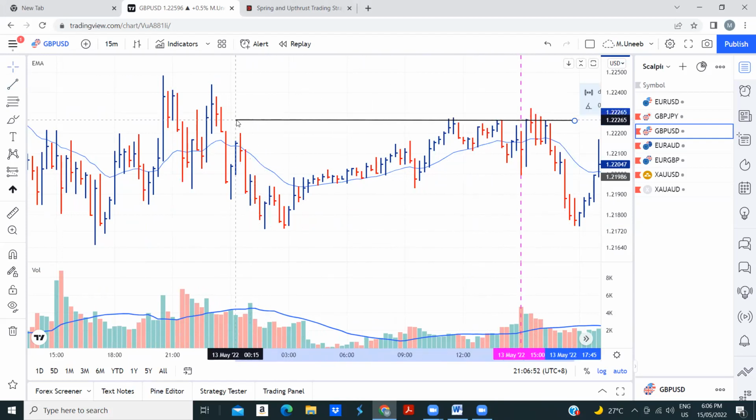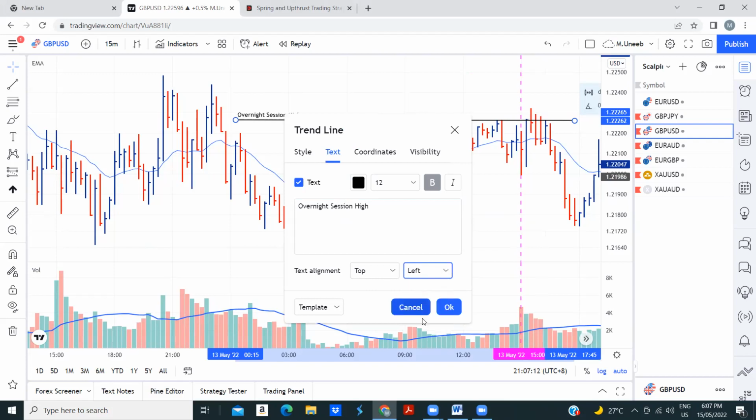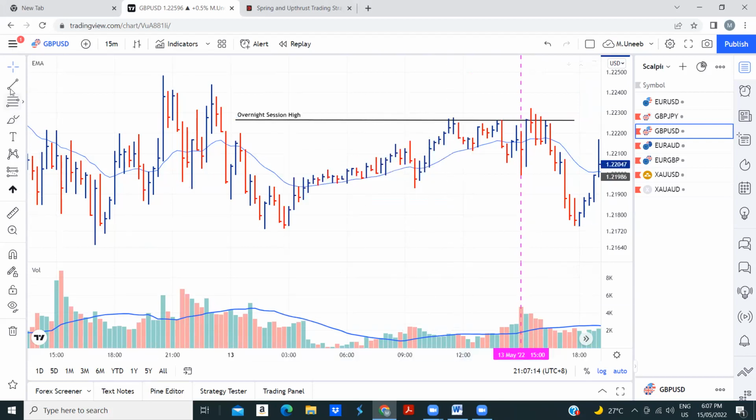Okay, extend the line. All right, and what I call it, I just go here and write down overnight session high. I do it on the left side. Okay. And now, where is the overnight session low? Can you tell me on the 15-minute chart? It's a bit more to your left.